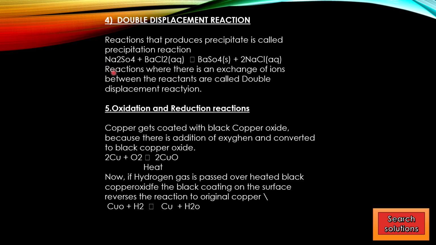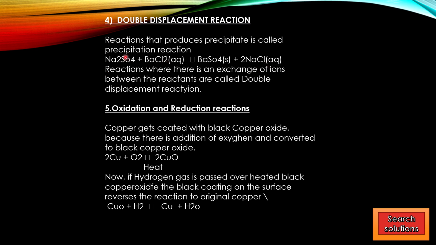In the reaction, there is an exchange of ions between the reactants, and it is called double displacement. Here you can take two parts, this Na part and SO4. This will be a plus ion and this will be a minus ion. Here, Ba and Cl2, this will be plus and this will be minus. So see here, this is getting exchanged. Ba is getting attached with SO4 and Na is attaching with the Cl part.